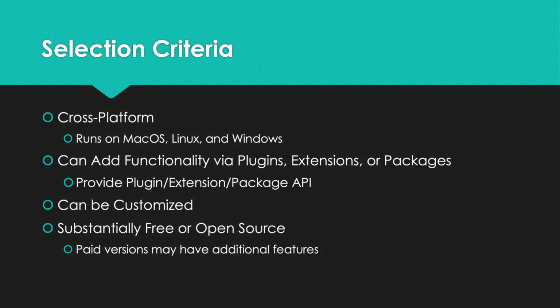I use the following criteria to select these editors. First, they need to run on Mac OS, Linux, and Windows. Next, they need to support plugins, packages, or extensions. And they need to provide an API so developers can create their own packages. They need to be customizable. Think along the lines of themes and changing the font size, etc. Finally, they need to be substantially free or open source.